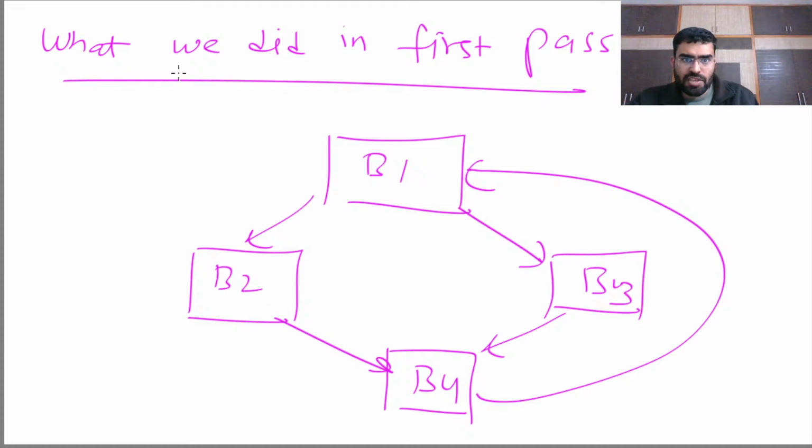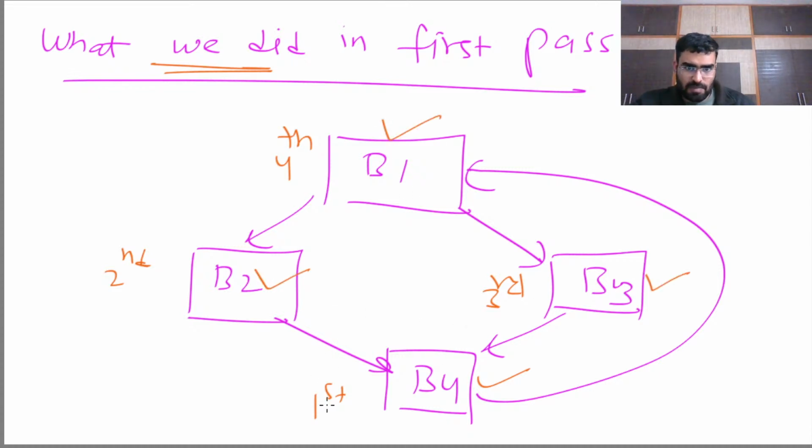Now you can notice what we did in the first pass. First we did this, then second this, then third this, and then fourth this. Correct? Yes or no? So we have gone in the backward direction.